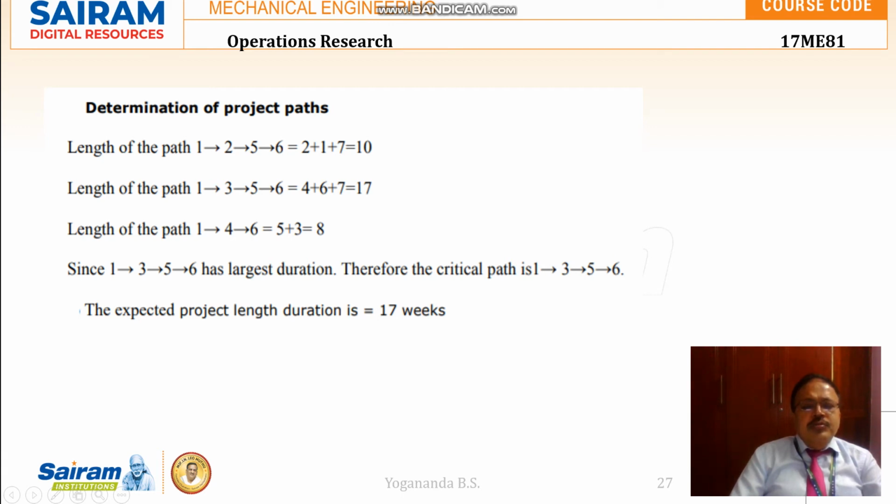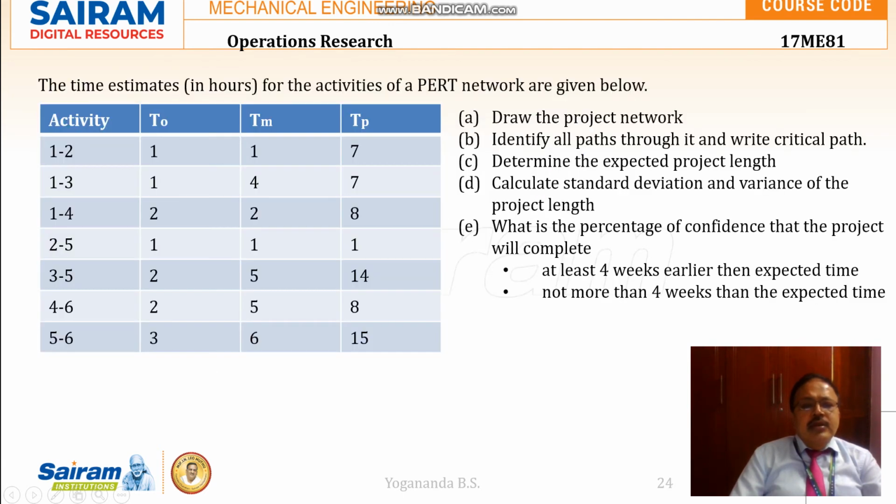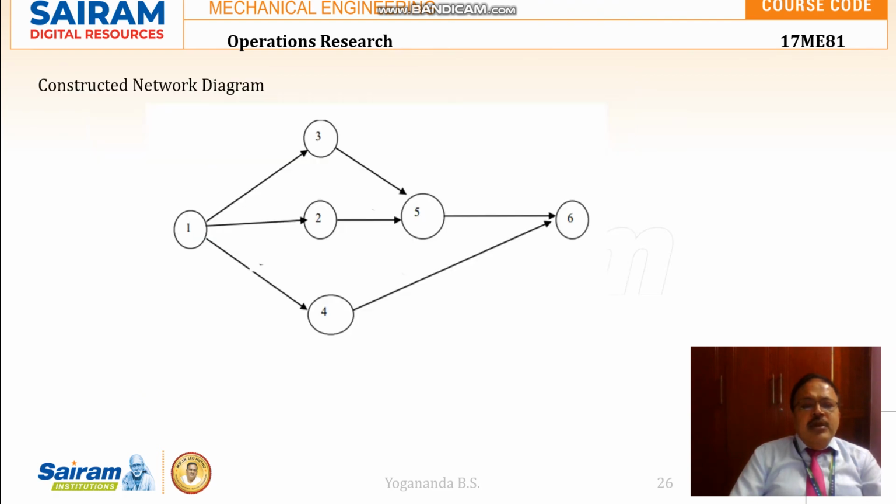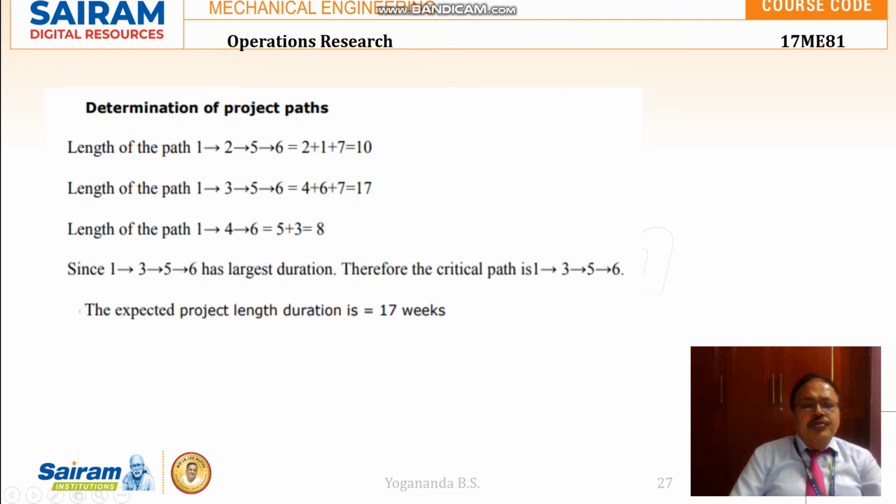So 1 to 2 consumes 2, and it is given in hours. Okay. So that is 1 to 2, 2 hours, 2 to 5, 1 hour, 5 to 6, 7 hours. So totally it is 10 hours. Similarly, the other two paths' durations are calculated as 17 hours and 8 hours. So we need to concentrate on the path which has the largest duration. That is 1 to 3, 3 to 5, 5 to 6. So that is 17 hours.